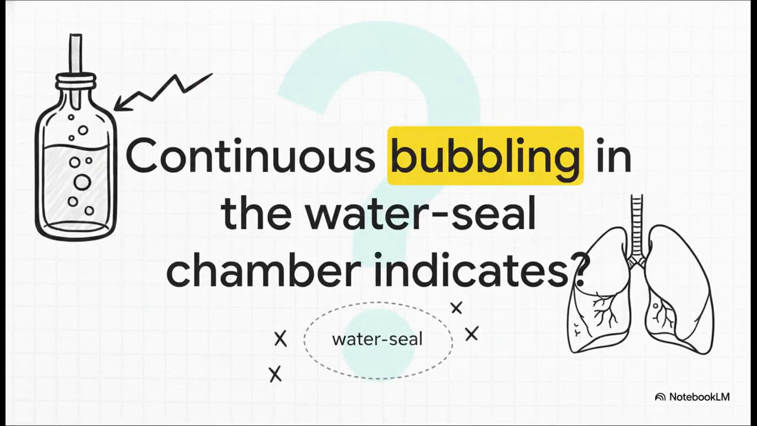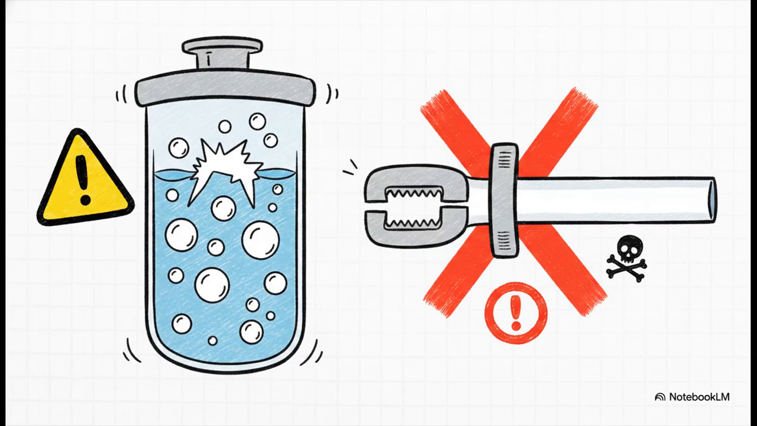A nurse notes continuous bubbling in the water-sealed chamber of a client's chest tube. This indicates A, normal functioning, B, an air leak in the system, C, the lung has fully re-expanded, or D, the tube should be clamped immediately. Lock your answer in. 3, 2, 1. And the answer is B.